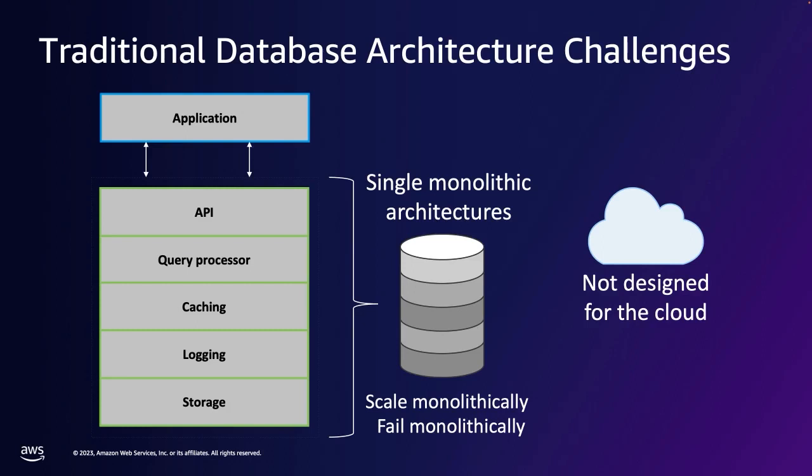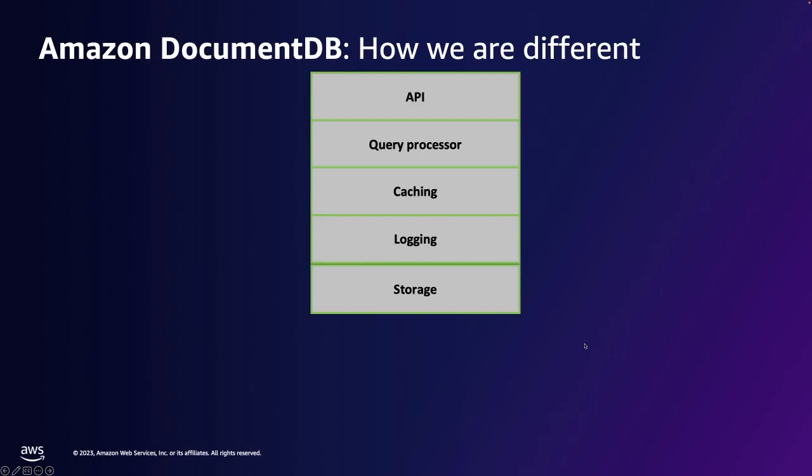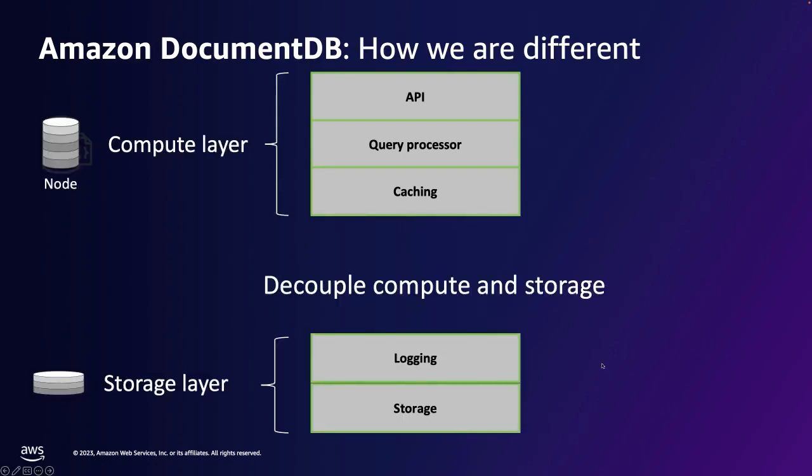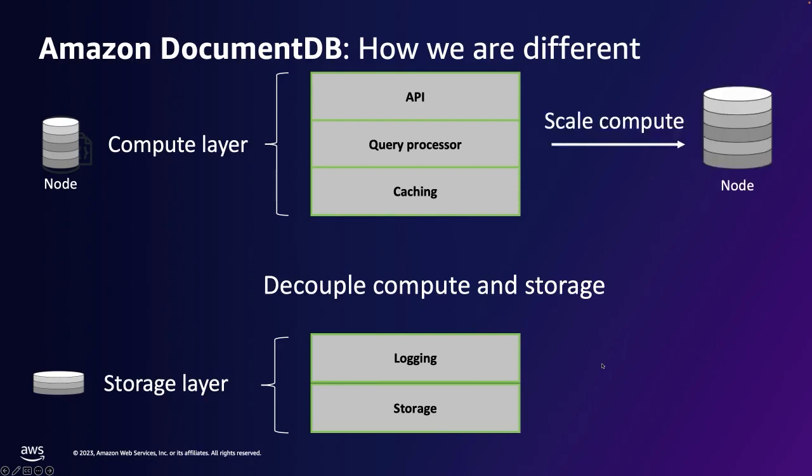Another challenge is that your data is still sitting on the disk attached to the compute, and the data is not really highly durable because with a disk failure you can lose your data. Here is a typical monolithic architecture for a database which is not architected for the cloud. When we set out to architect a cloud-native database service, we decided to decouple the compute and storage layers. Because of this, you can scale compute and storage independently of each other.